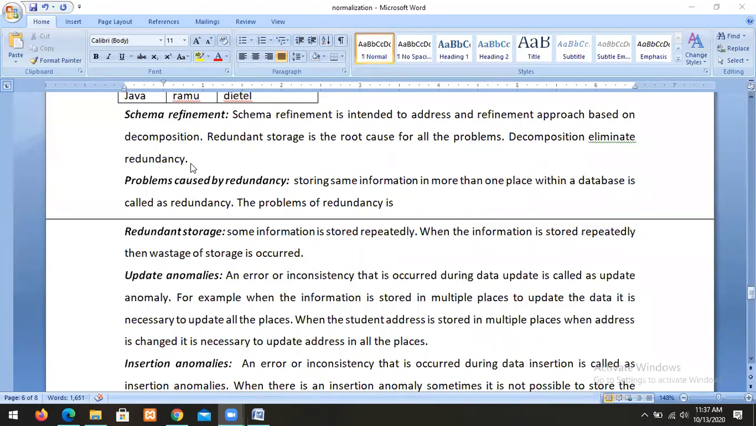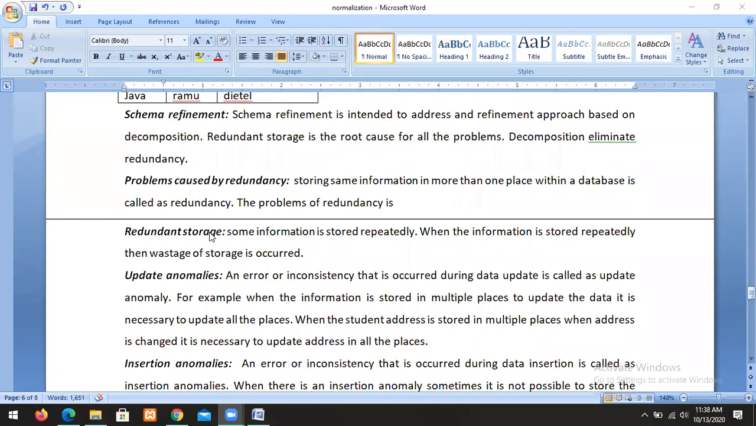There are so many problems of redundancy, such as redundant storage. Redundant storage means the same information is available at multiple places in a database. Again, we have the updation anomaly, insertion anomaly, and deletion anomalies. So what is updation anomaly? When the same address is stored in multiple places, it is very inconvenient to update the information because the information is stored in multiple places. This is called updation anomaly.